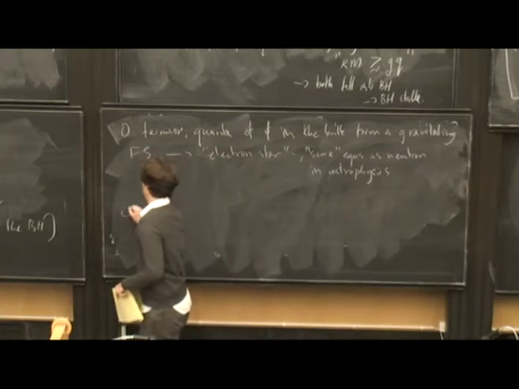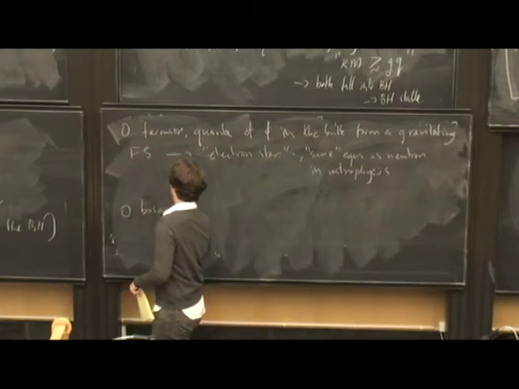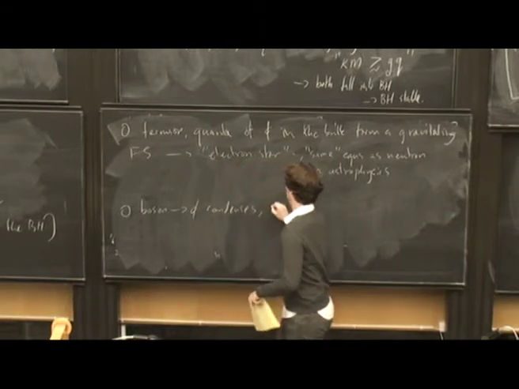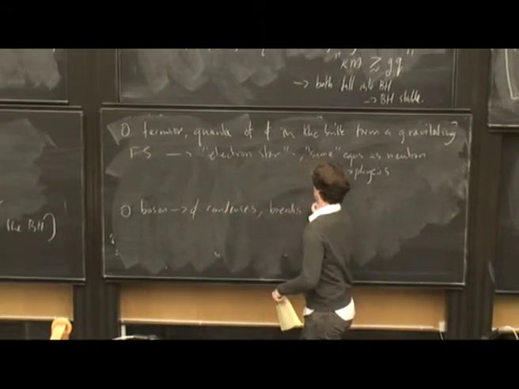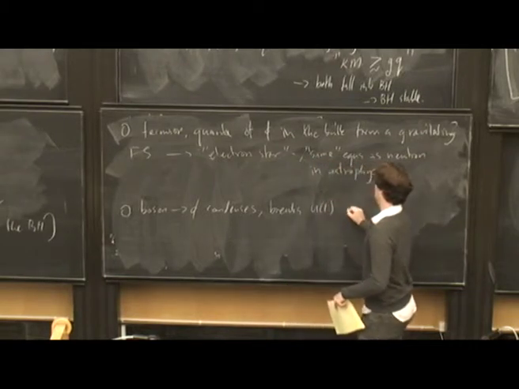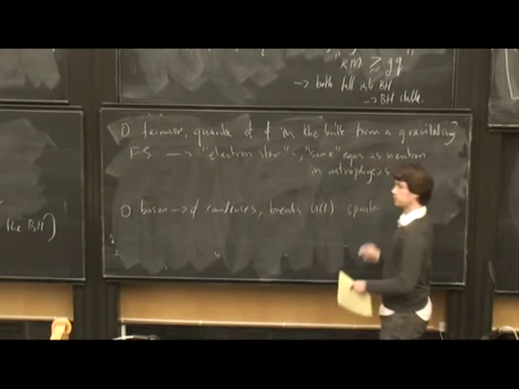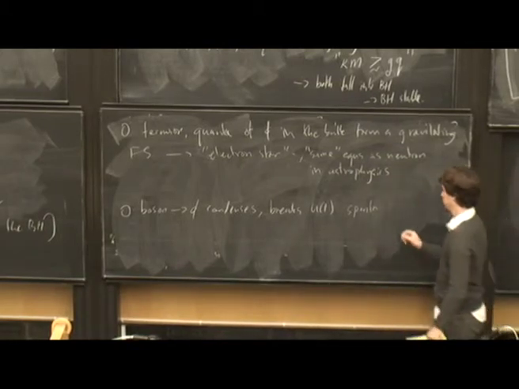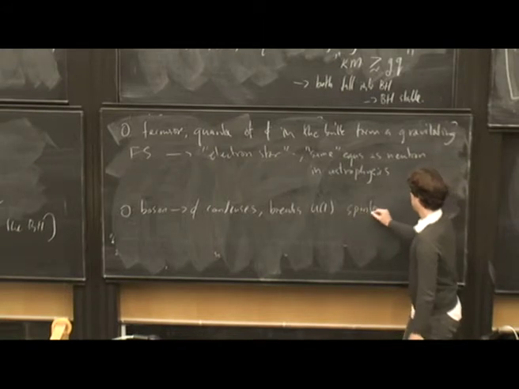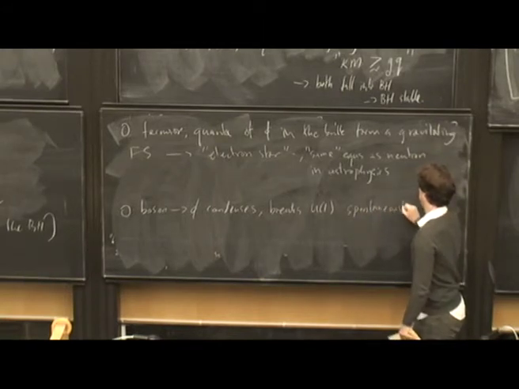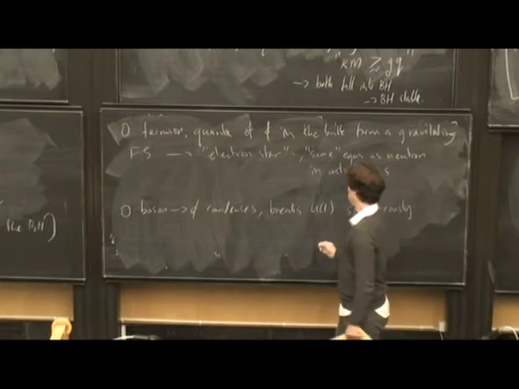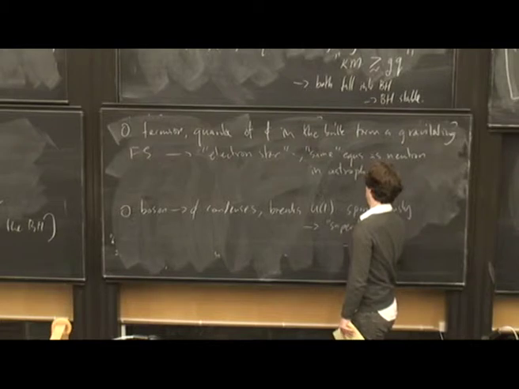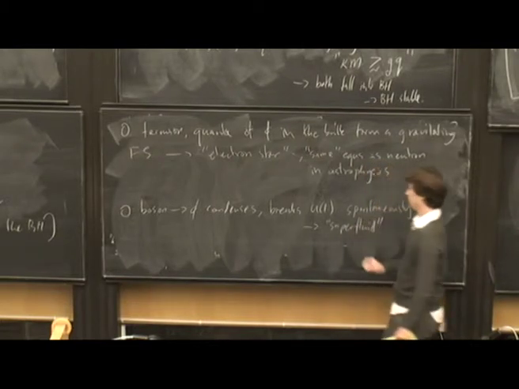Now, if O is a boson, then phi condenses and it breaks the U(1) symmetry spontaneously, right? Because it's a complex field, and so when it condenses, the phase will have a vev, it will point somewhere. It breaks U(1) spontaneously. And so this is sort of like a superfluid or superconductor.